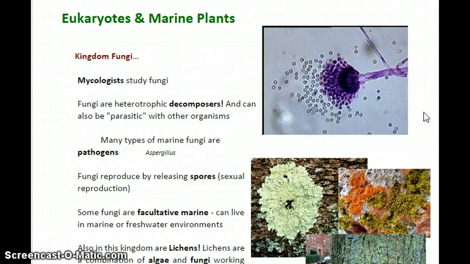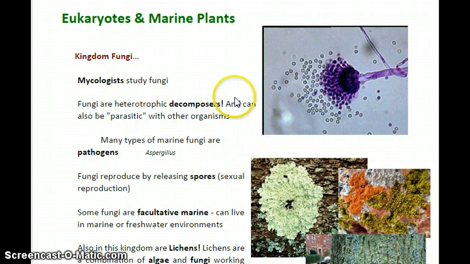So now we're going to switch gears and look at marine eukaryotes, specifically single-celled eukaryotes and fungi, and also marine plants. We don't usually think about fungi, mushrooms, as being a marine organism, but there are certainly some types of fungi that can grow in the marine environment. Mycologists are the ones that study fungi.